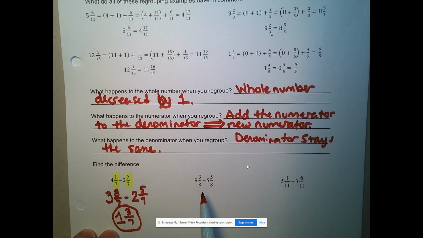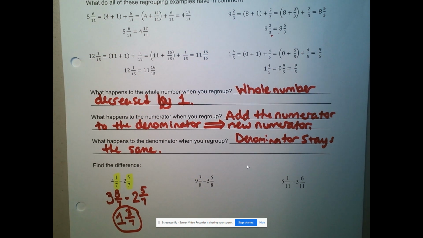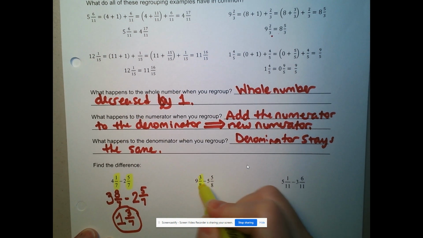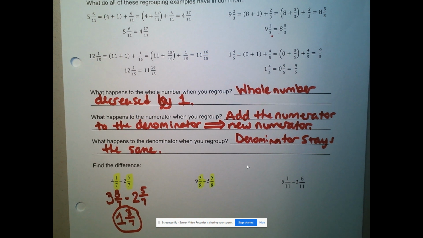So if I look at this one and I go, Mrs. Fraser, 3/8 take away 5/8. If you're going to try to do 3/8 take away 5/8, you're going to have to go into the negatives. And I say, no, I'm going to regroup. So the 9 is going to go down to an 8. The 3/8, I'm going to add 3 and 8 together and get 11, and the denominator is going to stay 8s. And then I can take away my 5 and 5/8.